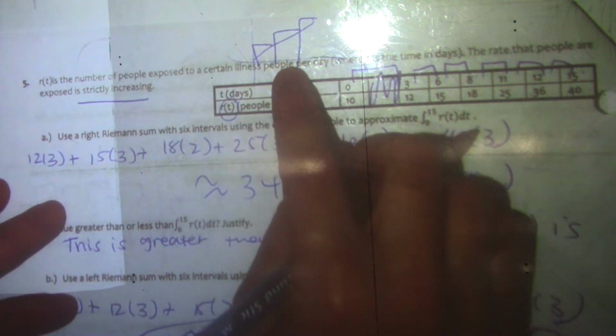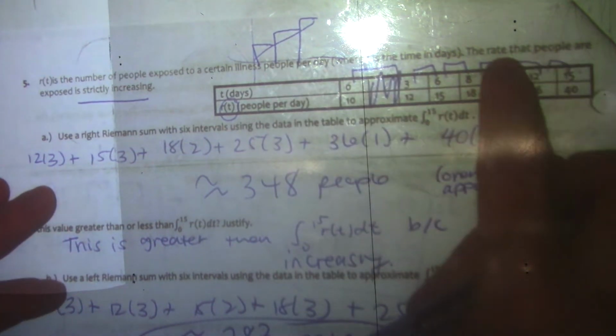So think about r of t was the number of people that were exposed to a certain illness, and that's the number of people per day that were exposed. Time is the number of days, and the rate that people are exposed is strictly increasing. So if I multiply r of t times t, you're multiplying the rate that people were exposed times the number of days. And that gives me the rate of people per day, right? The days cancel out, you're left with the people. Specifically, that is the people over this entire period of time that were exposed to this illness.